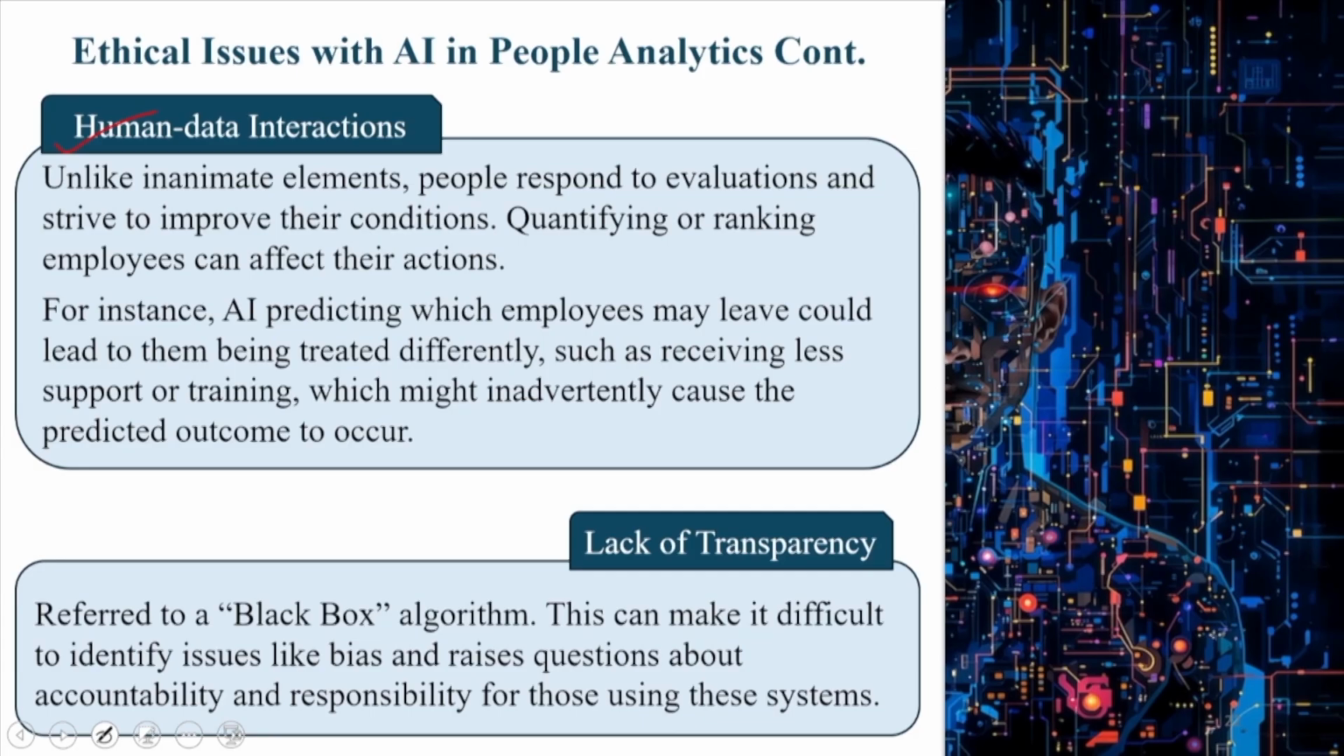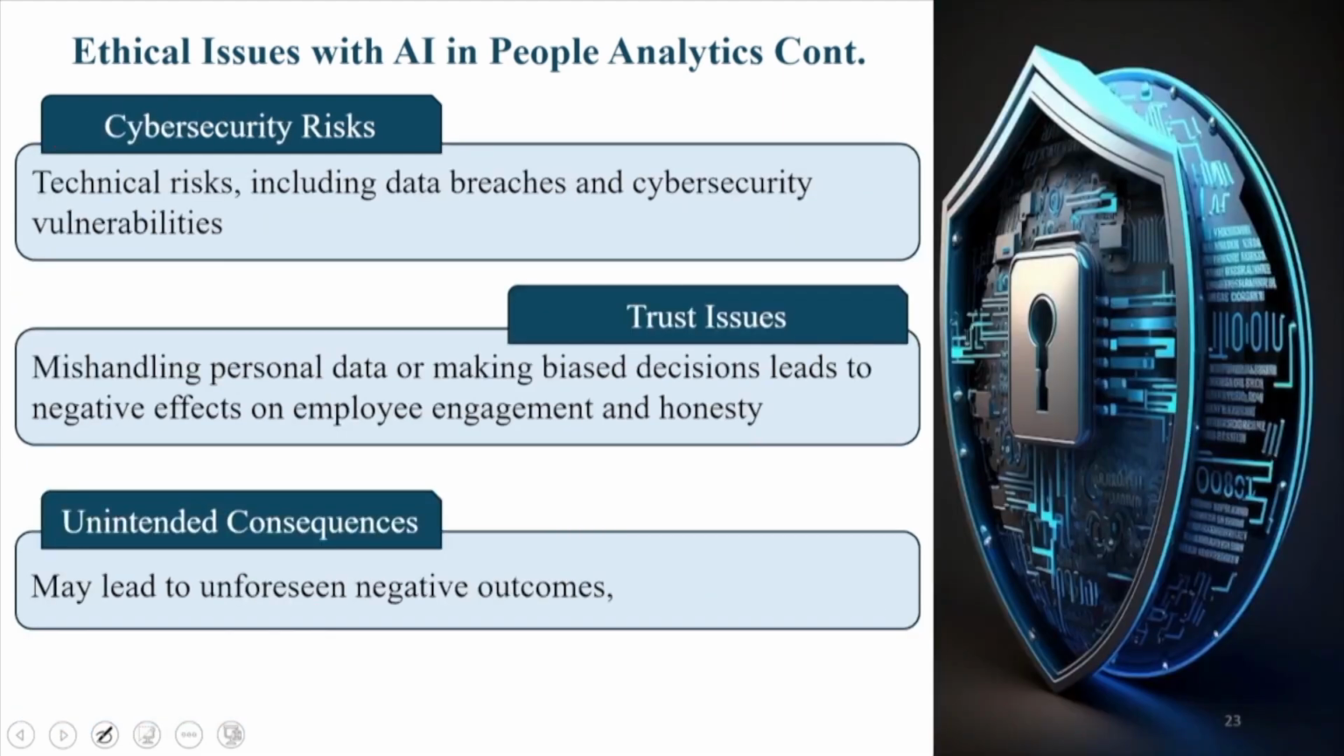We also have cases of lack of transparency, referred to as black box algorithms. A black box algorithm can make it difficult to identify issues like bias. It raises questions about accountability and responsibility for those who are using these systems. Then you have certain cybersecurity risks. Please note, increased automation and AI usage heighten concerns over technical risk, including data breaches and cybersecurity vulnerability.